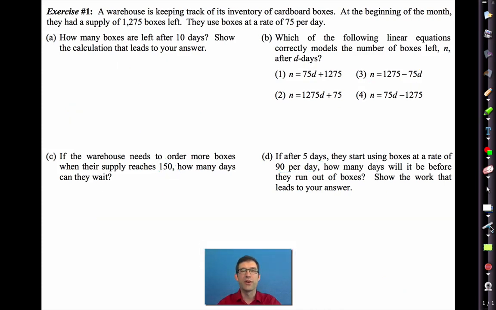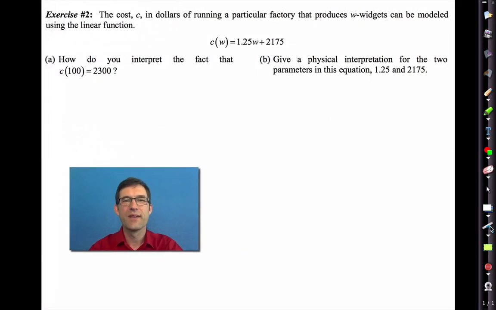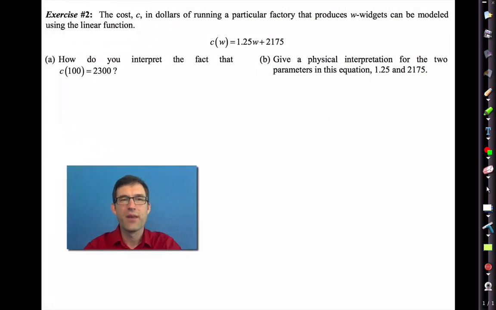Let's do some more with linear models. Exercise 2. The cost, C, in dollars, of running a particular factory that produces W widgets can be modeled using this linear function. By the way, if you don't know what a widget is, it's an object that a company produces when a, let's say, worksheet designer is too lazy to come up with a real product. So a widget is like an imaginary product that a company produces.